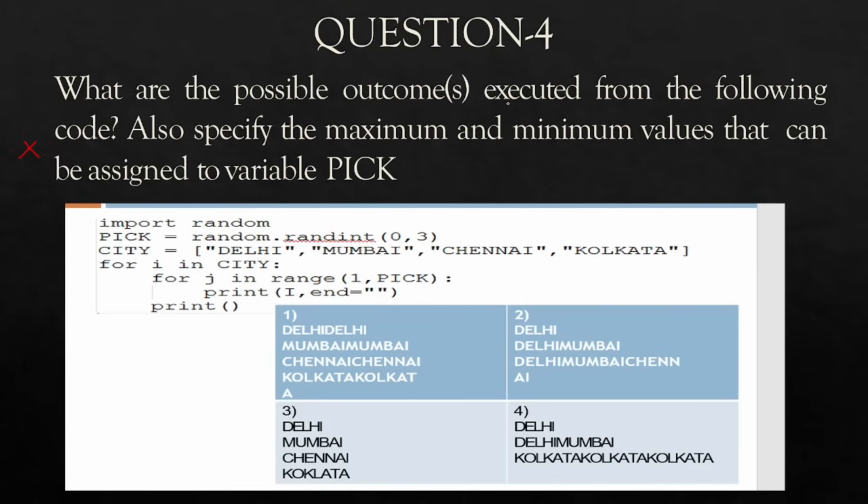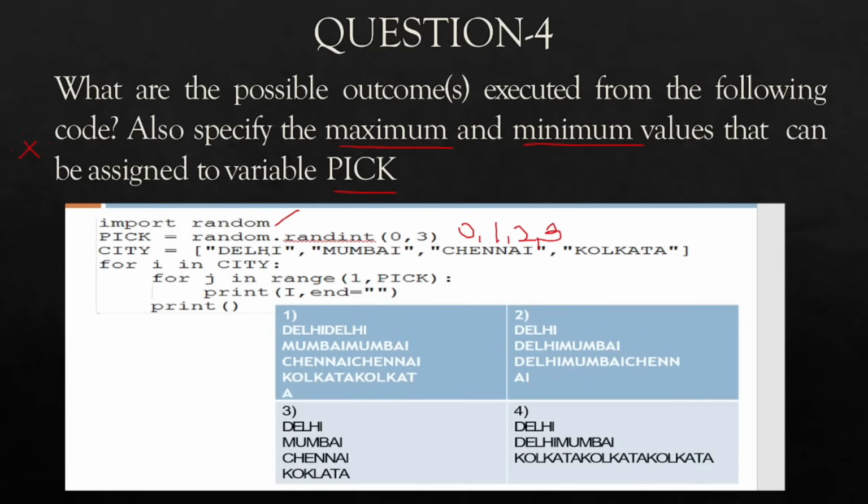So what are the possible outcomes executed from the following code? Also specify the maximum and minimum values that can be assigned to the pick. So I'm explaining step by step. I'm importing the random module. Then pick, I'm creating a variable, random.randint(0, 3). So the pick value will be having 0, 1, 2 and 3, right?